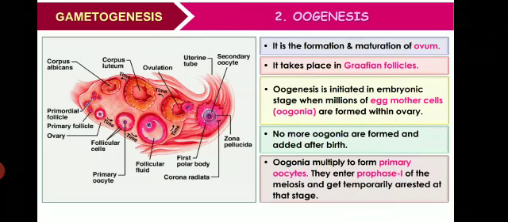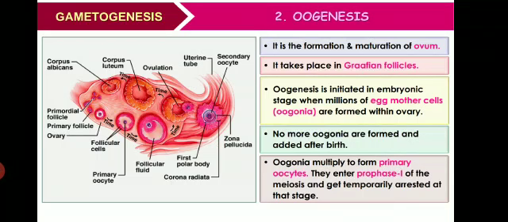It is the formation. Okay, oogenesis, students, is the formation of ovum, where it will start at the fetal stage. That is the most important difference between spermatogenesis and oogenesis. It is the formation and maturation of ovum. It takes place in the Graafian follicle.